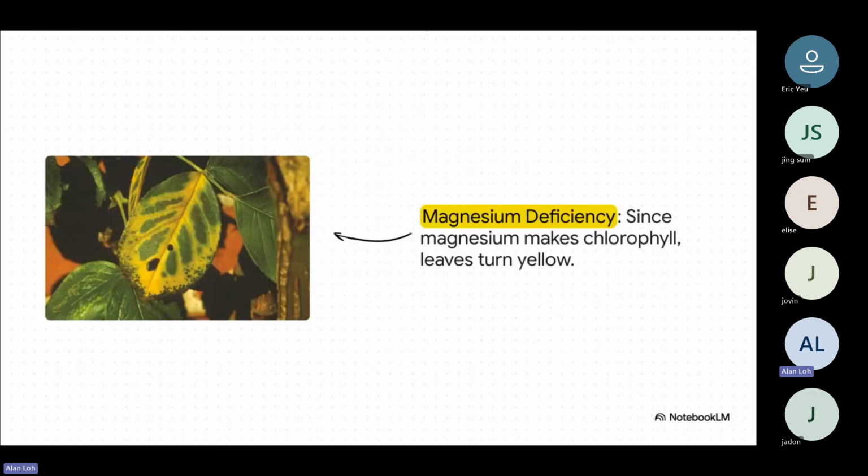And then there's magnesium. Now, this one is absolutely critical. Why? Because a single atom of magnesium sits right at the heart of every single chlorophyll molecule. Without it, the plant literally can't make the green stuff it needs to capture sunlight. The leaves turn yellow, and the entire food factory just grinds to a halt.